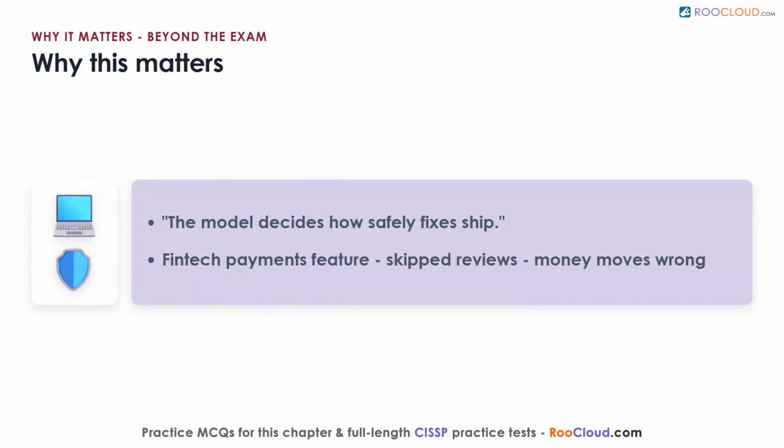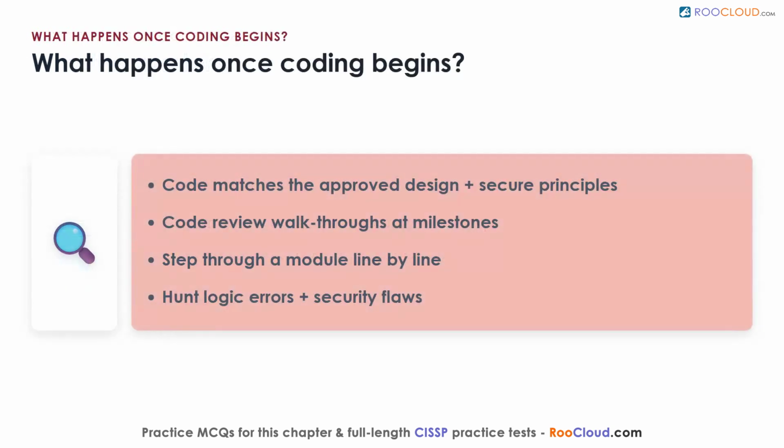Why does this matter beyond the exam? Because the model your teams follow decides how quickly flaws surface and how safely fixes ship. Picture a fintech startup racing to launch a payments feature. If they skip code reviews and structured testing, a single mishandled edge case can move real money the wrong way. Understanding these phases and models lets you insist that security rides along at every stage instead of getting left at the platform.